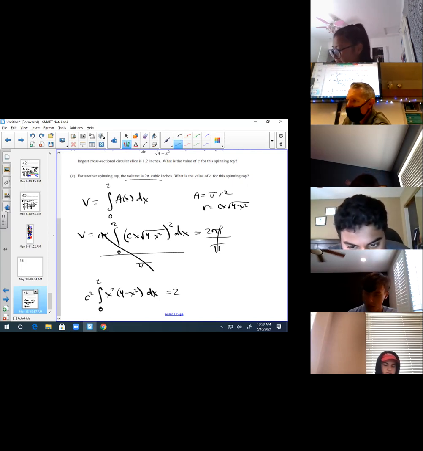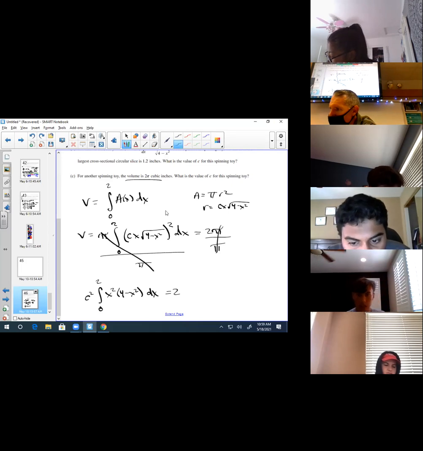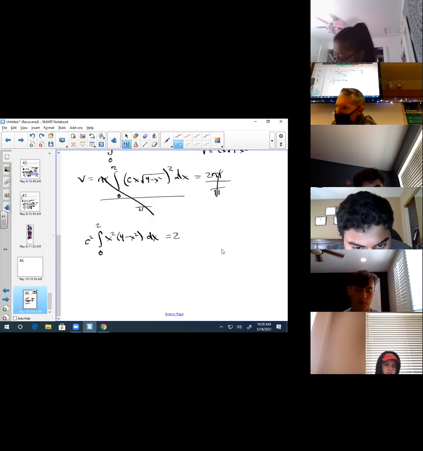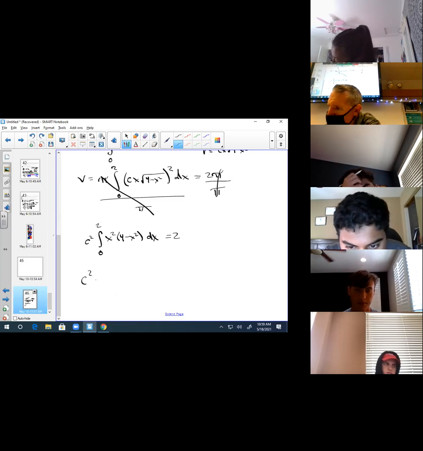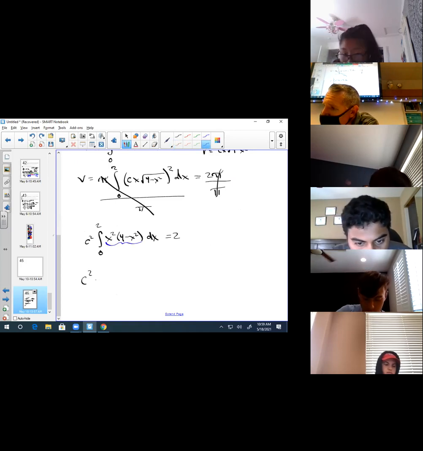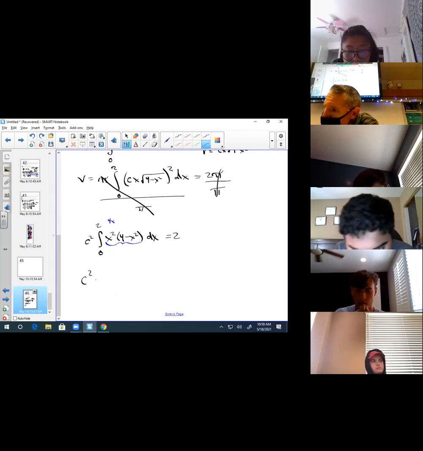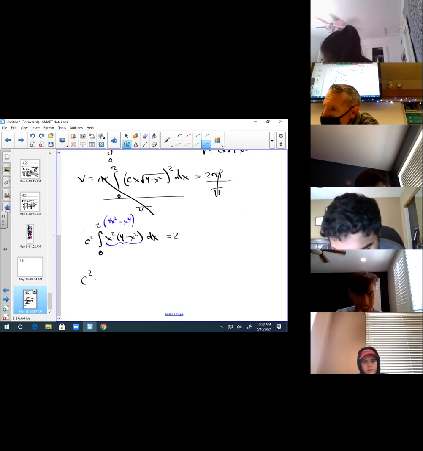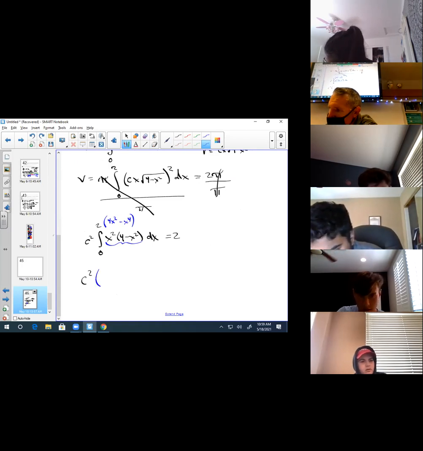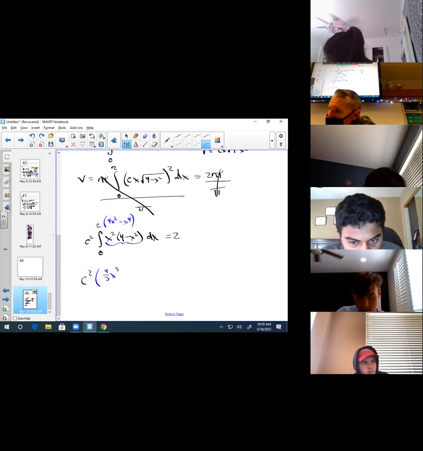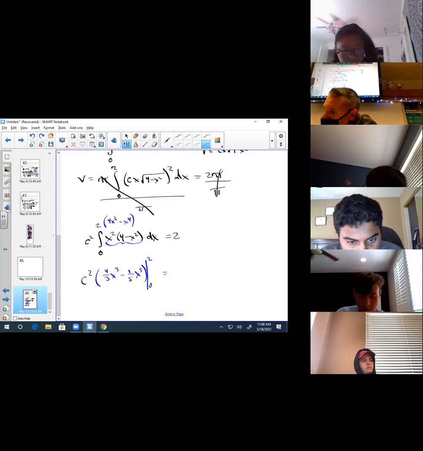Do you see what I'm doing? I'm applying this squared right here to this stuff, and I'm bringing the c squared out, because that's just a constant. So then I'm going to have c squared times, inside here, this is just 4x squared minus x to the 4th, so this ends up being 4/3 x cubed minus 1/5 x to the 5th going from 0 to 2 equals 2.